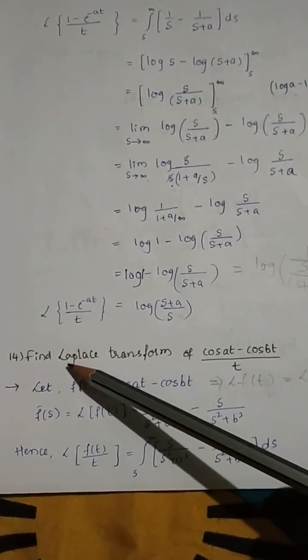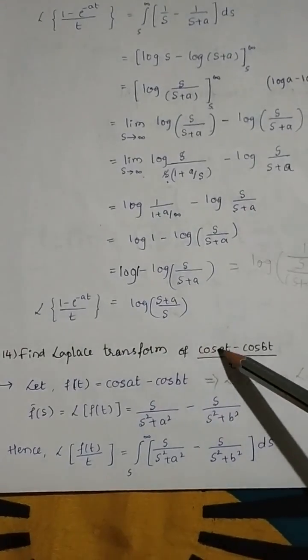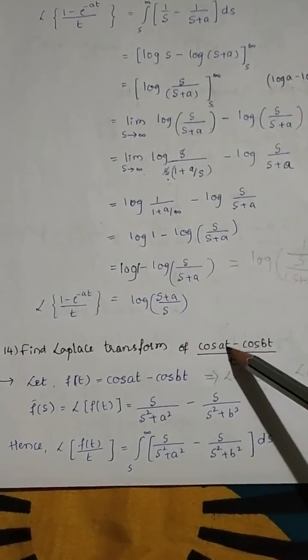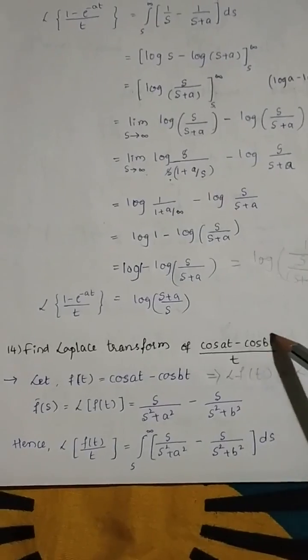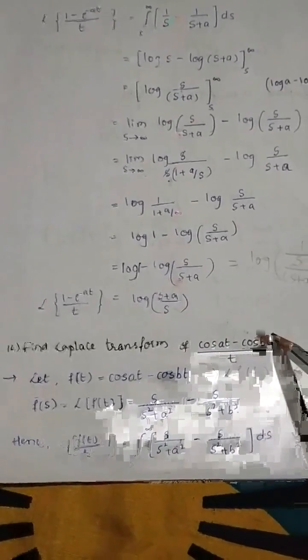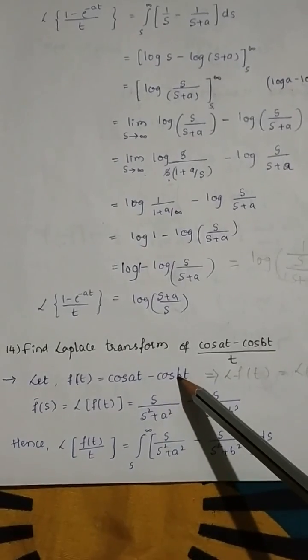Okay, let us go for the next example. Next problem. Find Laplace transform of (cos at minus cos bt) upon t. Now it is also like f of t by t. Let us consider the f of t term here. Let f of t is equal to cos at minus cos bt.